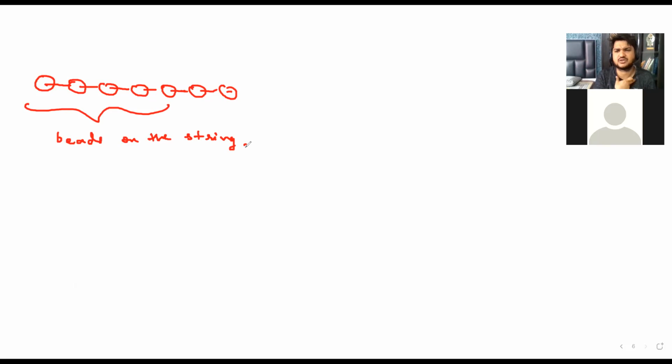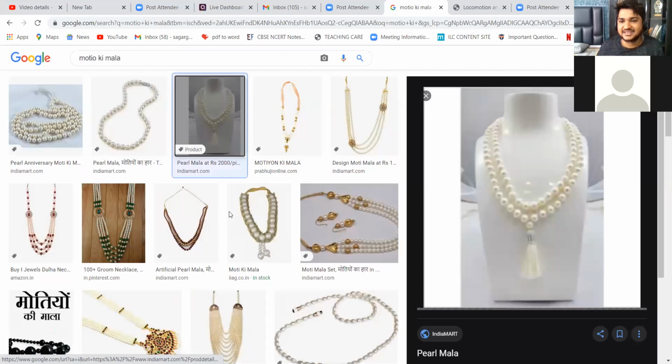Okay, this is simple based on this thing. My mom also wears that. Motiyo ki mala, you usually say in Hindi. Are they red or black? What color are the beads? White. Interesting. Should I show you? Sure. I think I know what you're talking about, but I don't know exactly. I searched in Hindi. Can you see it? Yeah, yeah.